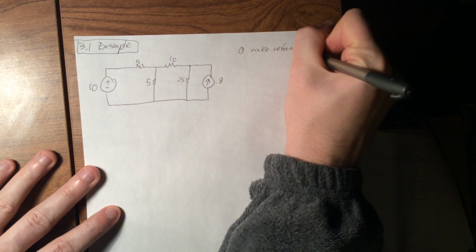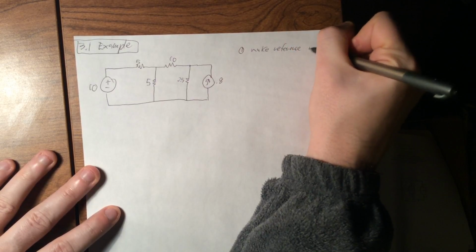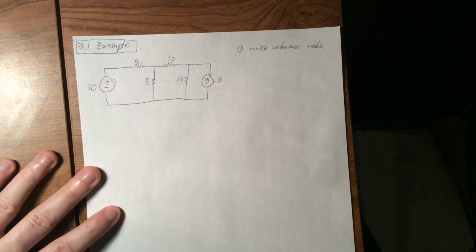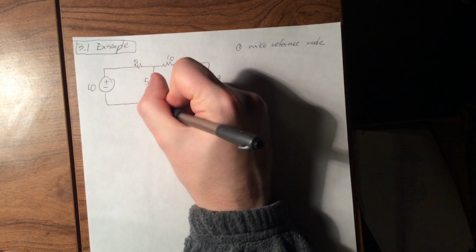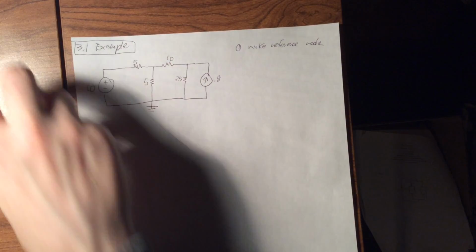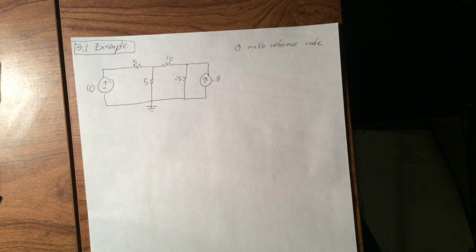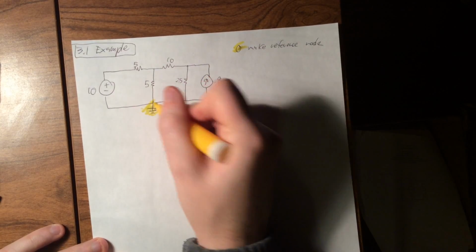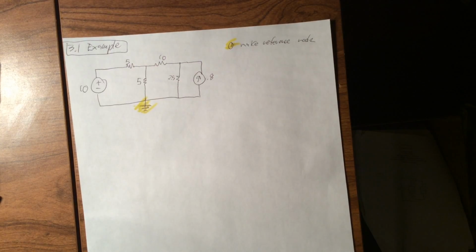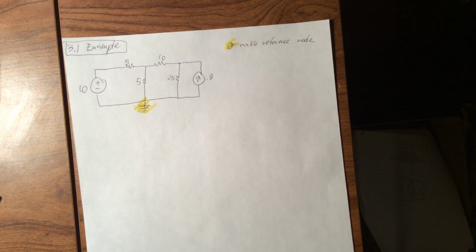Step 1, make a reference node. So first thing we're going to do is make a reference node and make it ground. So I'm going to take this one here and make it ground. So let's call that one yellow. This one we did over here. Okay, now next, what do we got? Let me change the light a little bit. Oh, that's better.